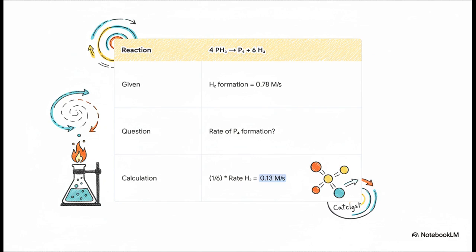And check this out. This is where it gets really clever. The balanced equation itself, those numbers out front, they act like a conversion key between the speeds of everything in the reaction. So if we know that hydrogen, H2, is popping up at a rate of 0.78 M per second, we can just look at the equation. It tells us for every 6 of those hydrogens we only make 1 P4. So the rate of P4 is just 1/6 of hydrogen's rate. A little bit of math, and boom, 0.13 M per second.